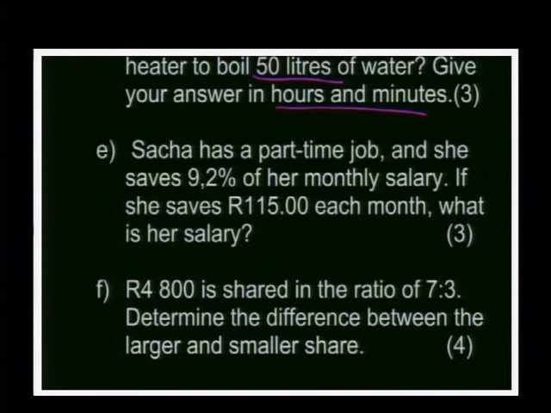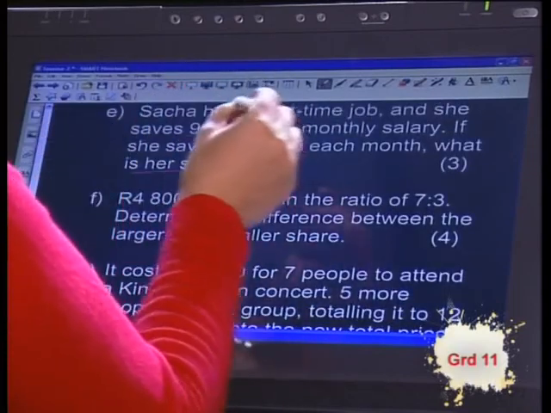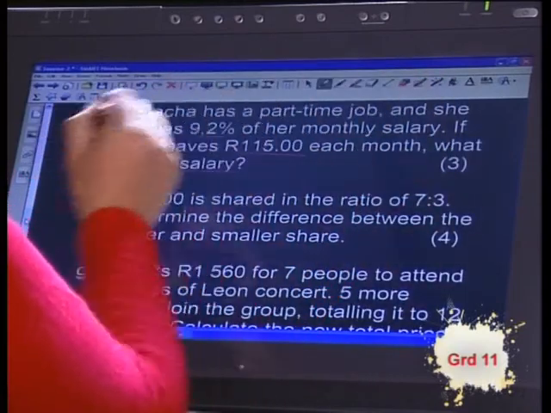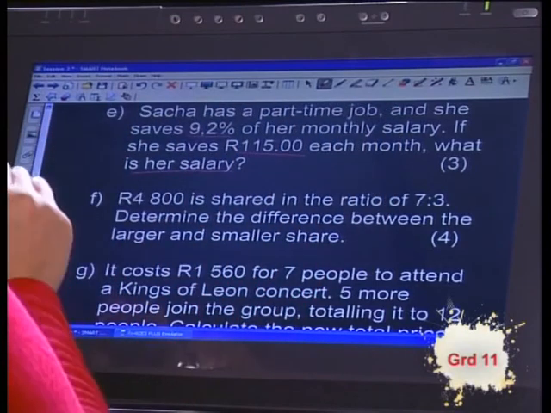Sasha has a part-time job, and she saves 9.2% of her monthly salary. If she saves 115 Rand each month, what is her salary? This is a percentage calculation, and it's also a ratio. So let's deal with it as a percentage. So she saves 9.2% of her salary, and she saves 115 Rand each month.